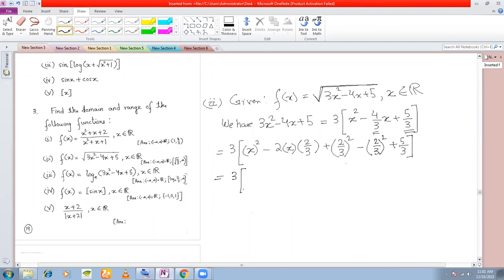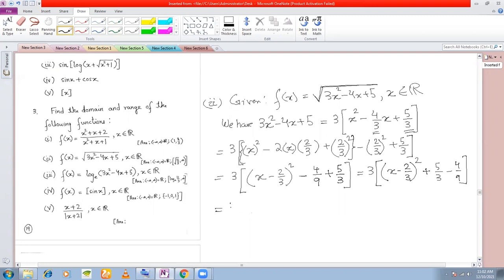Now if you see this part, I have expressed this as a perfect square. This is equal to x minus 2 by 3 square, a minus b whole square, right? And the remaining part here is minus 2/3 square, which is equal to 4 by 9, plus 5 by 3. Which is equal to 3 times x minus 2/3 square. Now you simplify this by taking the LCM. So you can write this as 5 by 3 minus 4 by 9.